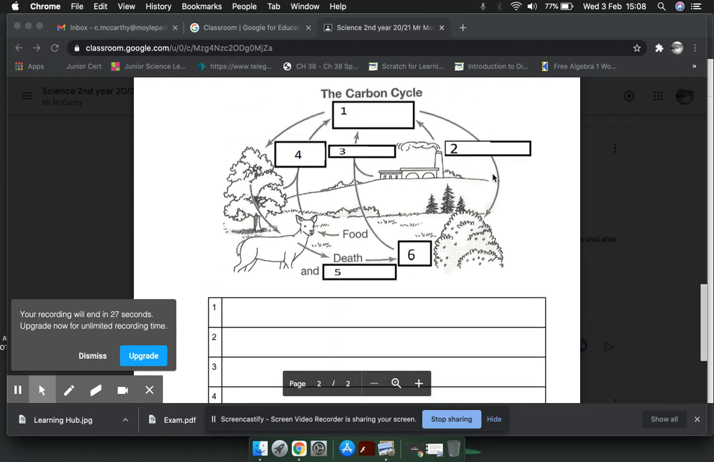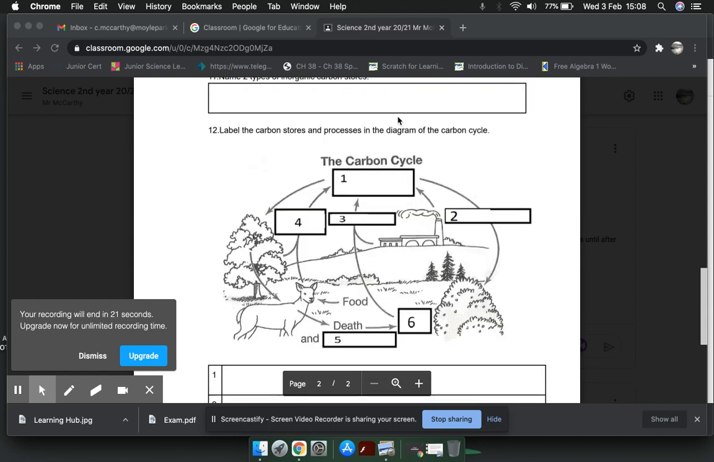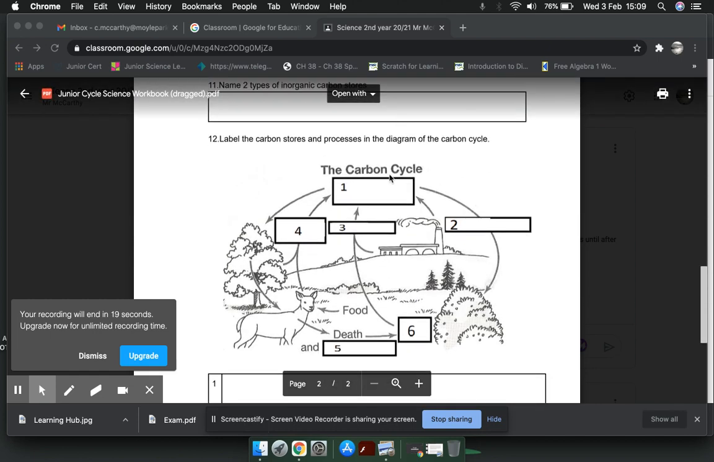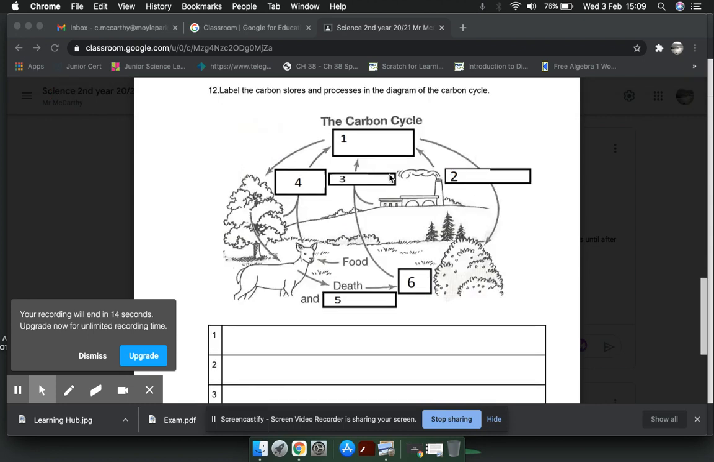Right, I have 30 seconds to quickly name these, so let's name them quickly. So what we have up here, we're to label the carbon stores and processes in the diagram of the carbon cycle. Okay, let's see, can we figure this out? Right, so what I have here is respiration, number 4. Okay, do you know what? I'm going to do a second video on this diagram altogether.